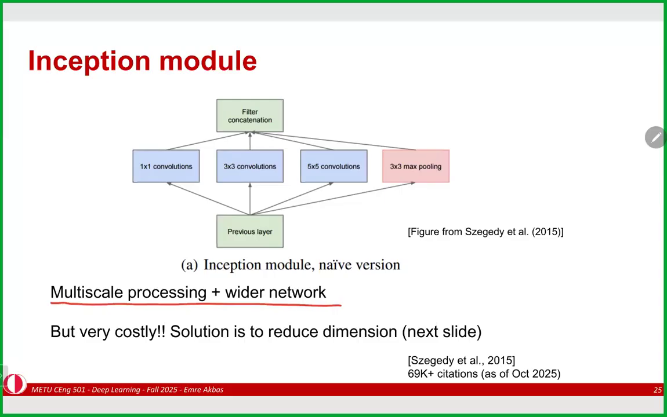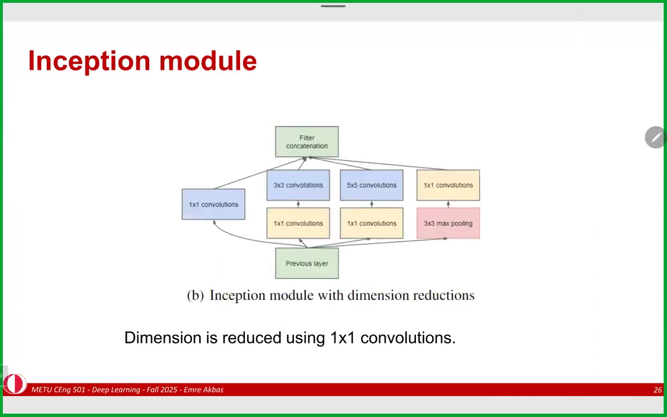It was very costly, and to reduce cost, they use these 1 by 1 convolutions, which are also called point-wise convolutions. For example, if you had a huge number of channels C here, using 1 by 1 convolutions, you reduce that C into a manageable size and then do the multi-scale processing. We will look at 1 by 1 convolutions in a few minutes.